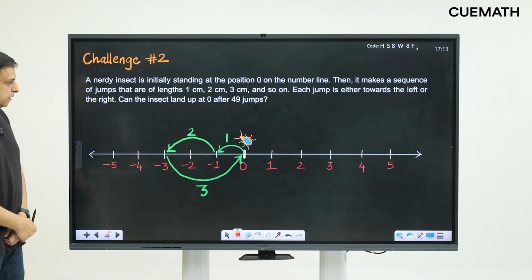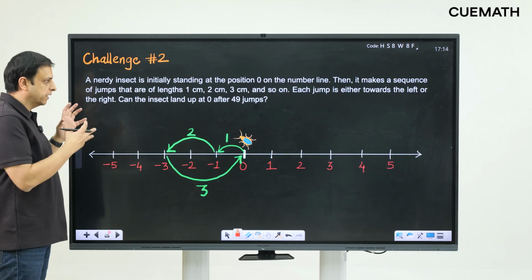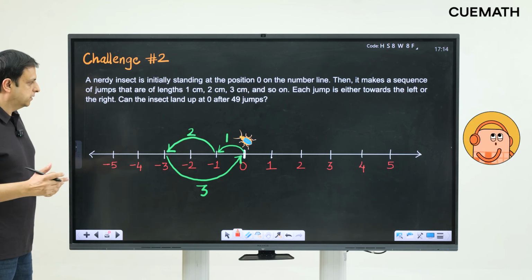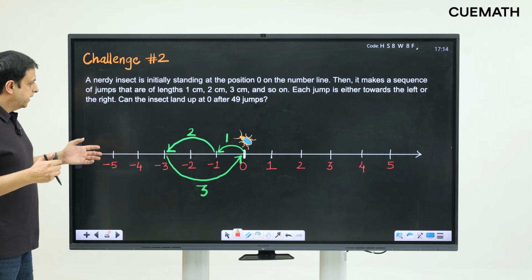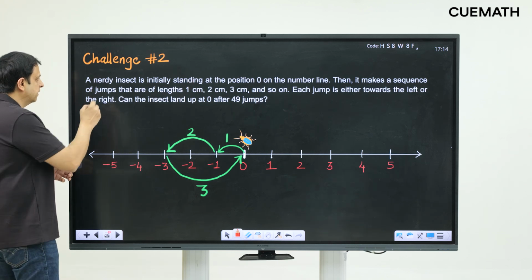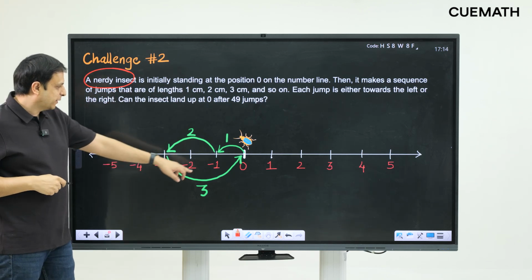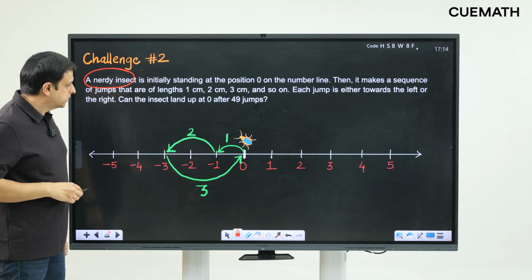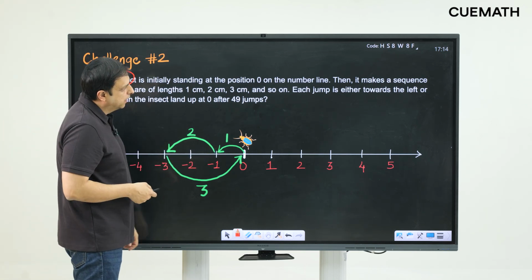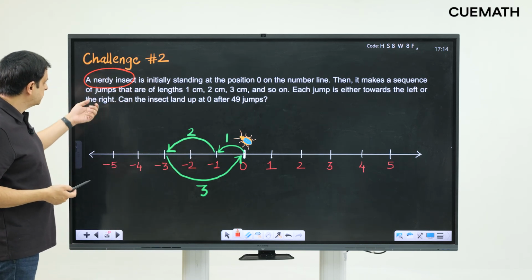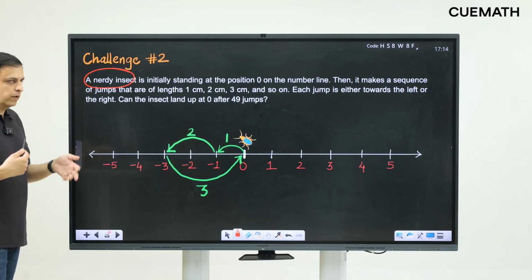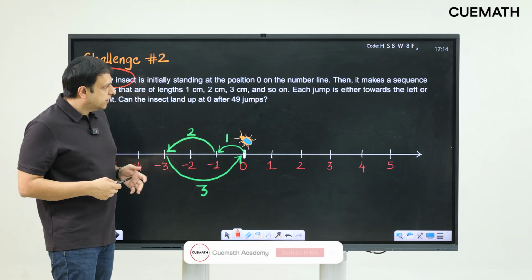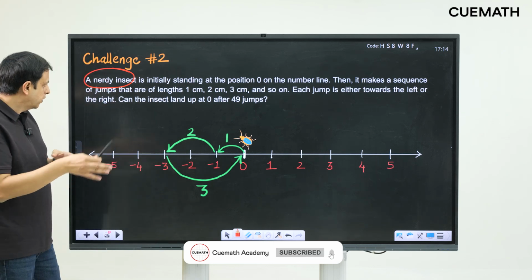Okay, now here's a challenge for you, challenge number 2, and once again what I want you to do is solve this and share your approach and answer in the comments. And here's what the challenge says. A nerdy mathematical insect, which you can see over here, very cool looking insect, is initially standing at the position 0 on the number line, and then it makes a sequence of jumps that are of lengths 1 centimeter, 2 centimeter, 3 centimeter, and so on, and each jump is either towards the left or towards the right.